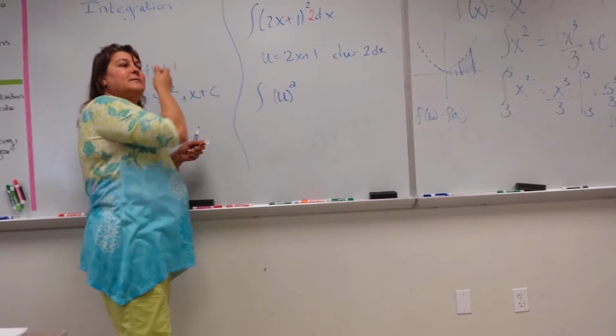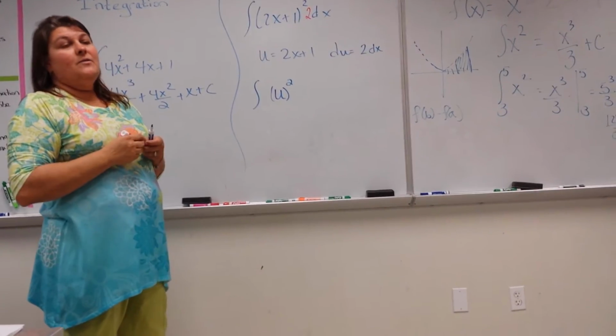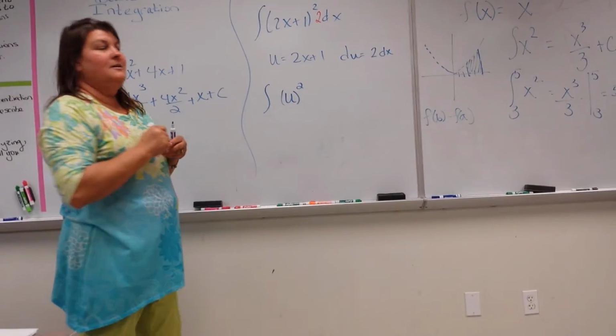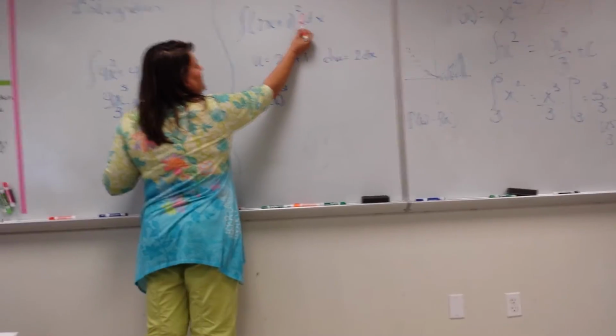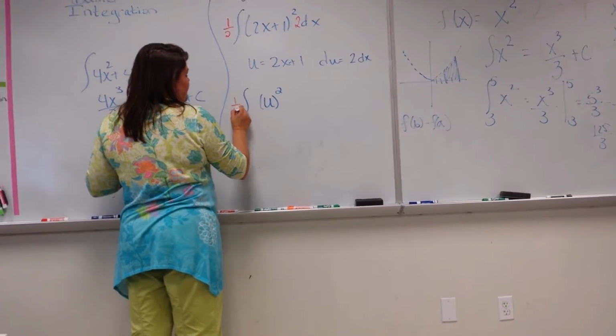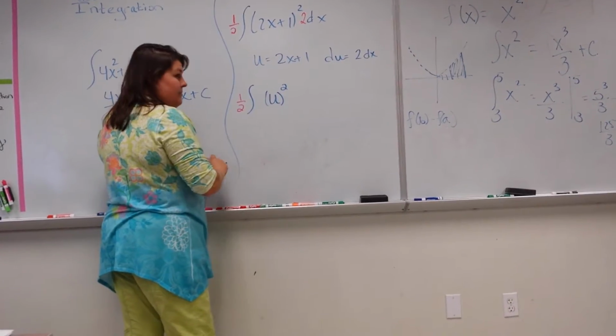What's the dilemma? I changed something, so I have to do its opposite in order for me not to have really changed it. You have to pull out its reciprocal up front. So what's the reciprocal of 2? 1/2. And that's du.